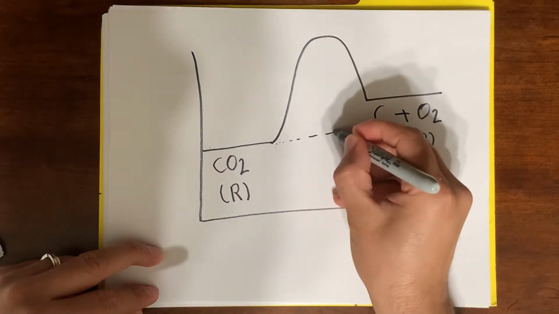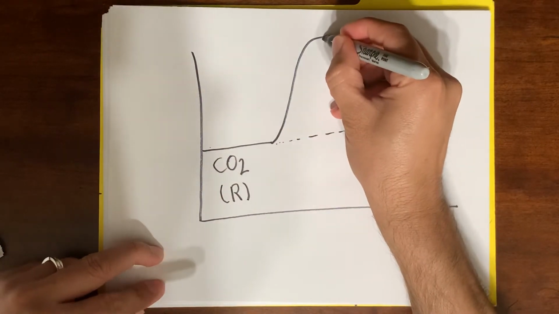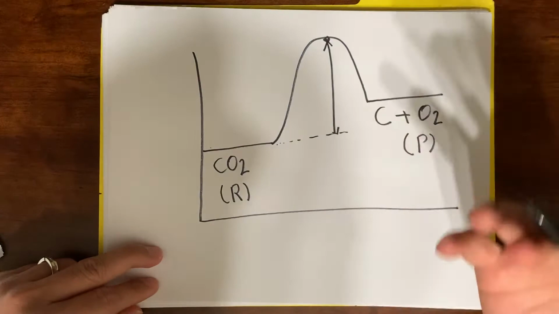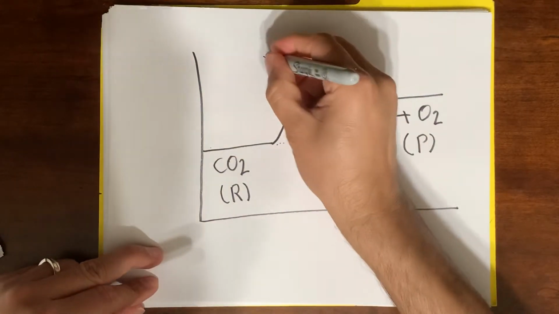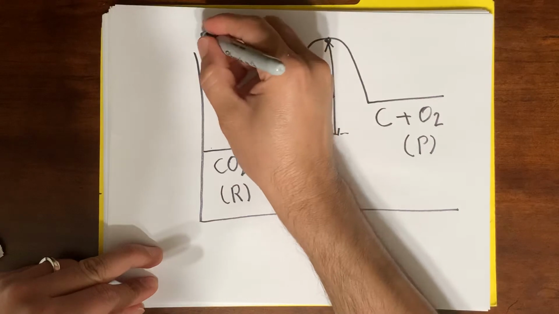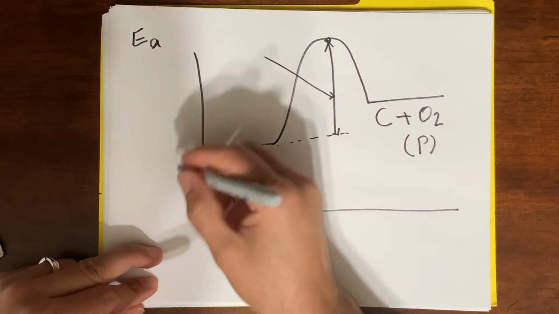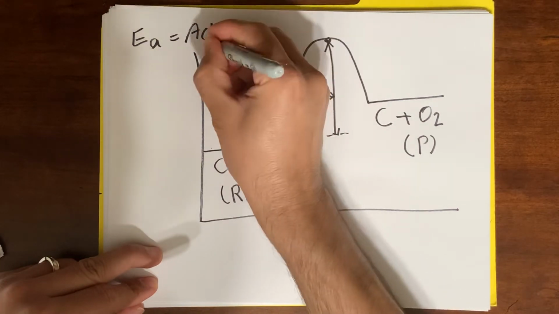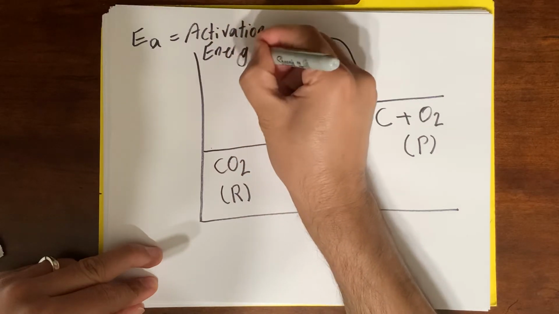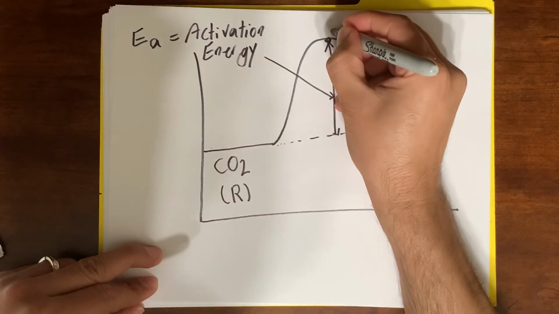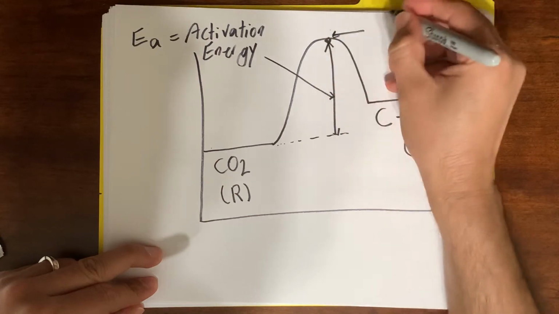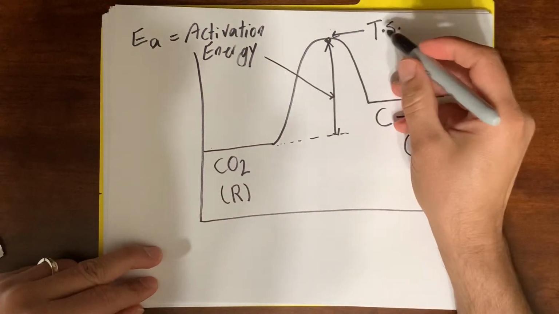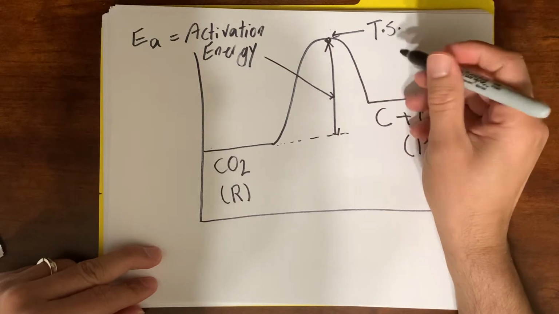The gap between reactant and the maximum point is the energy that you have to give the reaction to initiate at least one cycle. And we call this gap the activation energy. We show it by EA, activation energy. And the maximum point we call TS, or transition state.